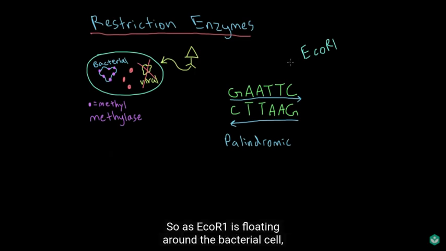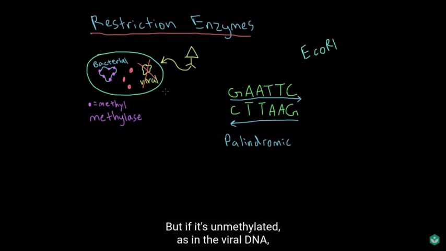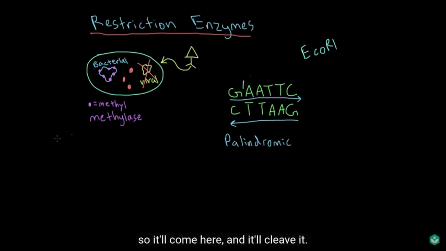So as EcoR1 is floating around the bacterial cell, it'll recognize this sequence, and if it's methylated, it won't touch it. But if it's unmethylated, as in the viral DNA, it will actually cleave it. So it'll come here and it'll cleave it. Let me actually use a different color. So it'll cleave the DNA, and it'll cut it like so.